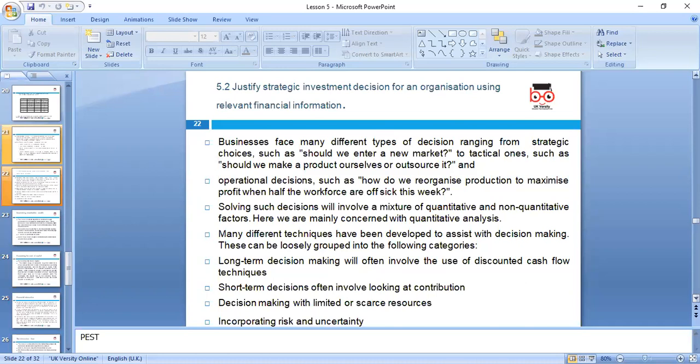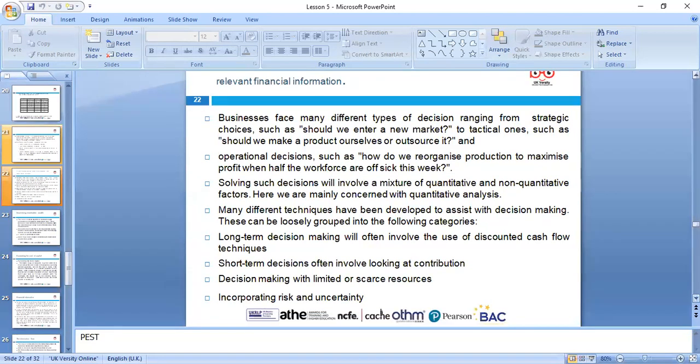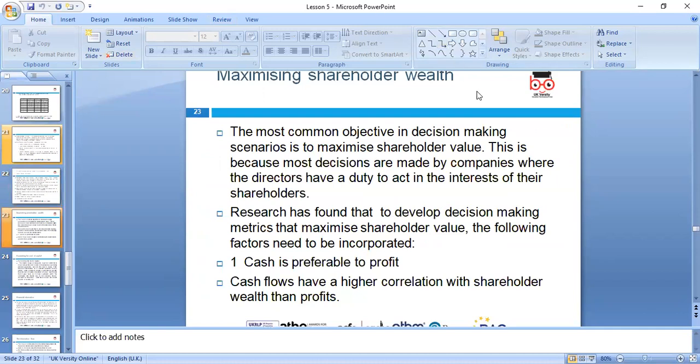Many different techniques have been developed to assist decision making, like investment appraisal methods. Long-term decision making often involves discounted cash flow techniques. For short-term decision making, we can look at marginal costing and contribution. Contribution always comes from selling price minus variable cost. That's how we make decisions with limited scarce resources. We also need to incorporate risk and uncertainty. Uncertainty means things are not certain, and there can be a number of reasons. Higher the risk, higher the return, we said. And don't put all your eggs in one basket.